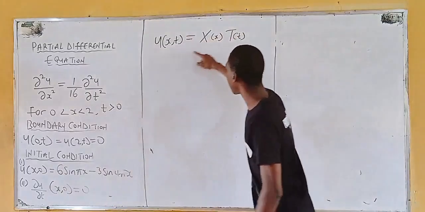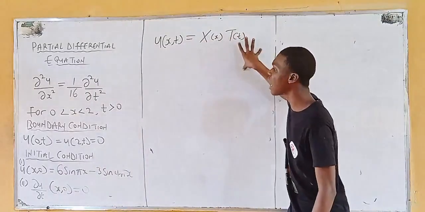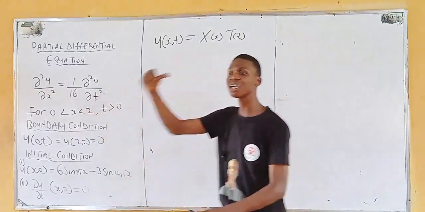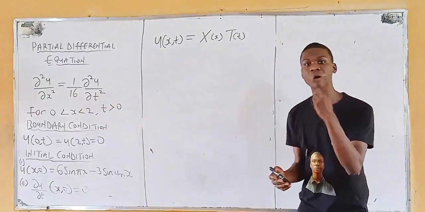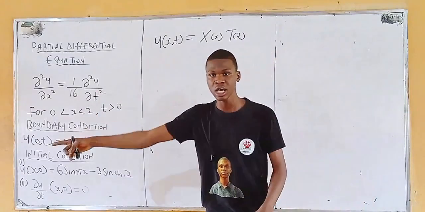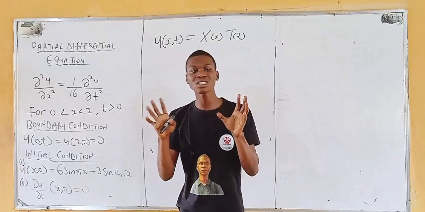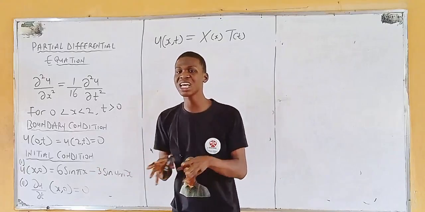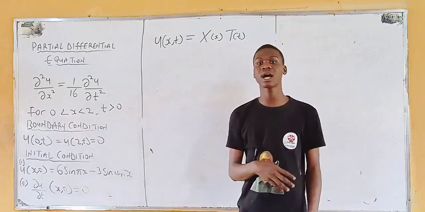What's the idea behind this? The idea is that we are going to convert this partial differential equation to ordinary differential equations, where you are going to have two equations. The first one in terms of x, and the other one in terms of t. But these two equations must represent a wave equation. And when we say wave equation, we mean a sine and cosine equation, right?